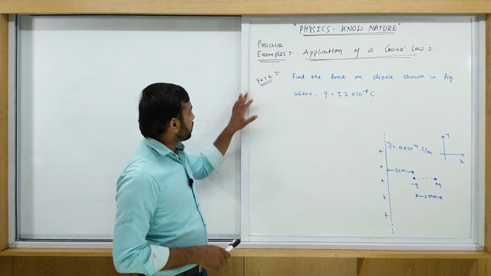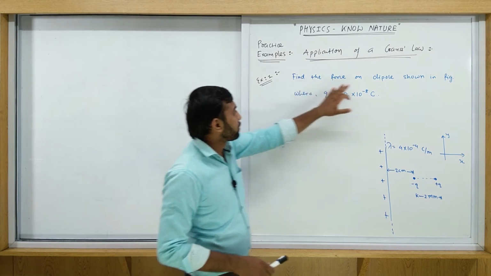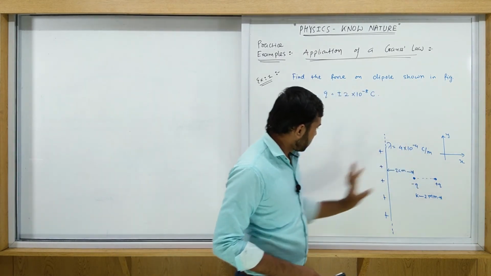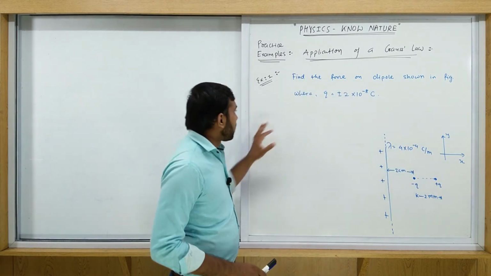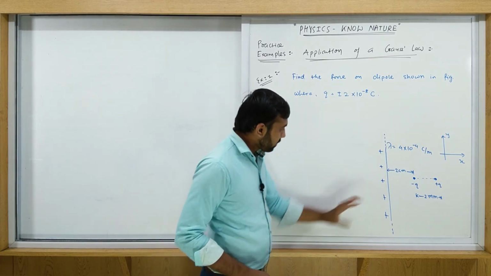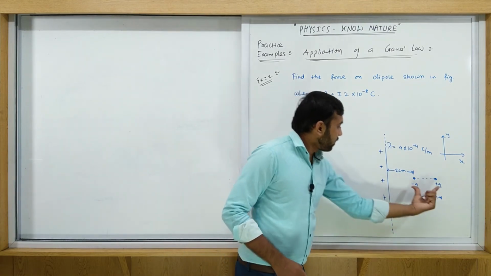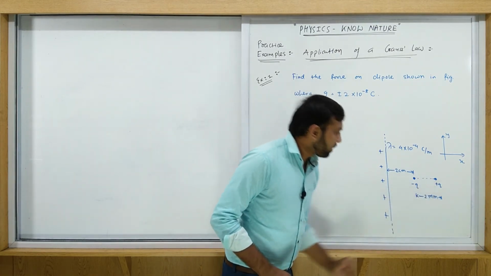Okay guys, let's solve one practice example based on the application of Gauss law. Find the force on a dipole as shown in the figure. Here this figure is given to us, and q is equal to 2 into 10 raised to minus 8 coulomb. Now one infinite long wire is given to us, and in the field of this infinite wire one dipole is placed, plus q and minus q.